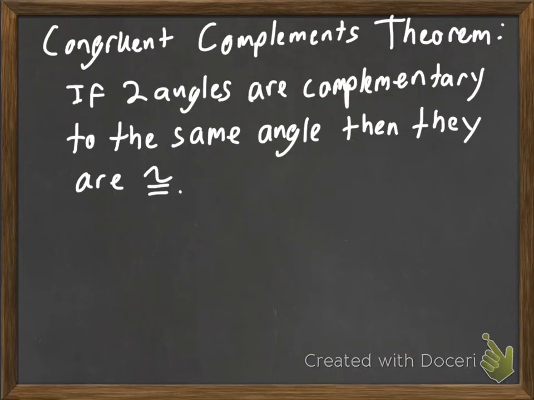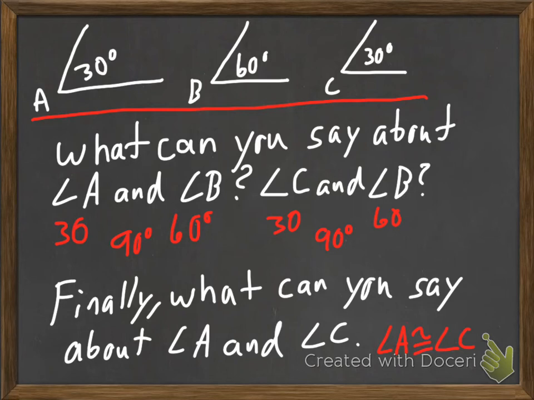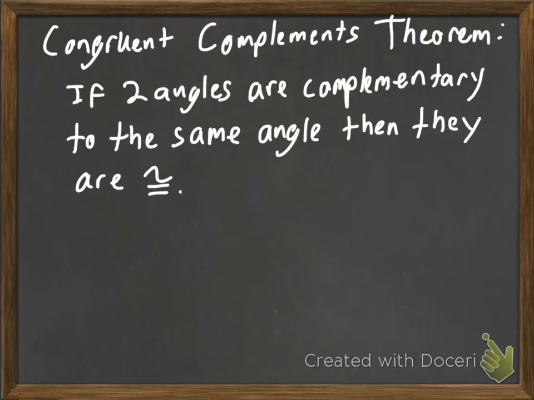This brings us to the congruent complements theorem. Now, a theorem is a bit different than a postulate. A theorem is something that can be proven, and it has the ability to be disproven, but we just assume it's not. So it says that if 2 angles are complementary to the same angle, then they are congruent. That's what happened over here. A and C were both complementary to B, so if A's a complement to B, C's a complement to B, A and C have to equal the same measure, which means that they are congruent.